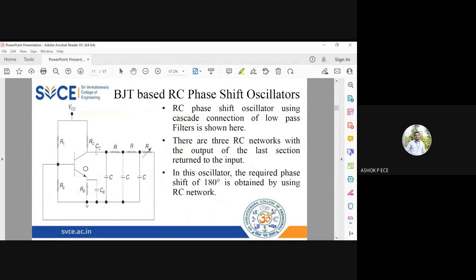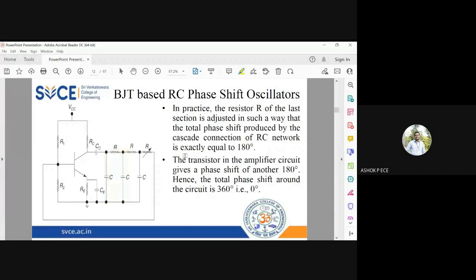So similarly, since in the previous case we used a capacitor in series and a resistor in shunt, we can use the reverse also: a capacitor in shunt and a resistor in series. So this is going to be called a lag network. Okay, so the first one is a lead network and this one is going to be a lag network. This is also going to provide you the desired RC phase shift oscillator design.